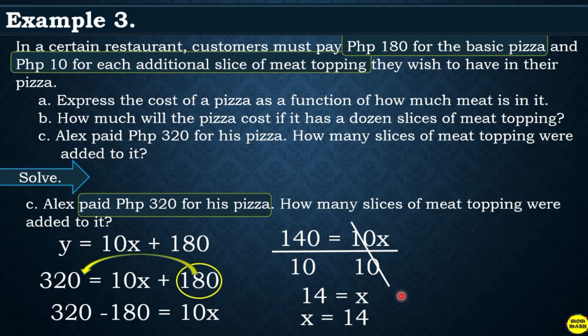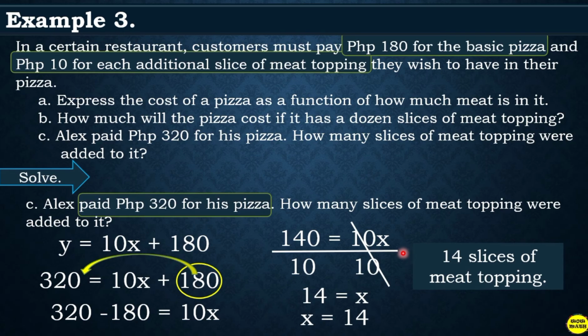So, therefore, we have 14 slices of meat topping. Ibig sabihin, yun yung bilang ng additional meat toppings na pinadagdag niya, kaya ang total bill niya is 320 pesos. Okay? Kung i-check natin, sige, for every meat toppings, 10 pesos, right? So, 14 times 10 is 140. 140 plus the price of the basic pizza, that is 320. Kaya ito po yung binayaran niya.